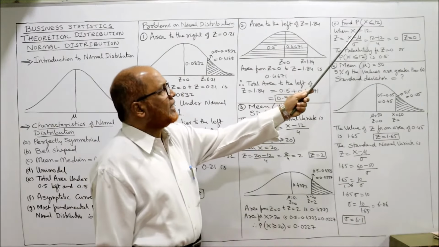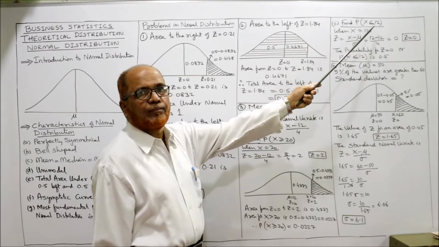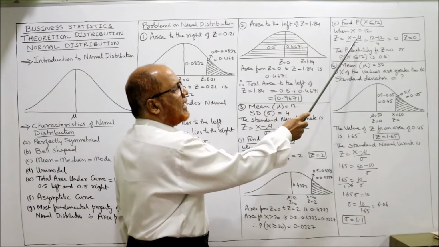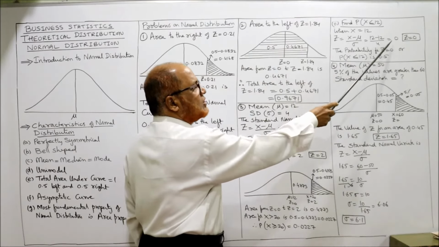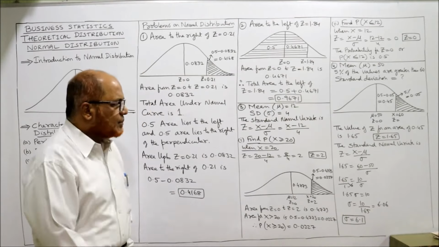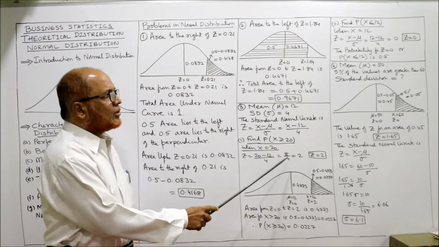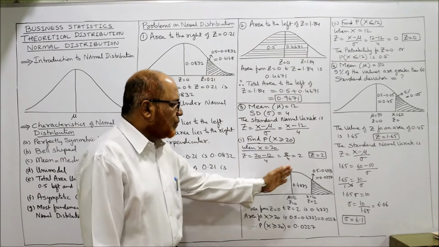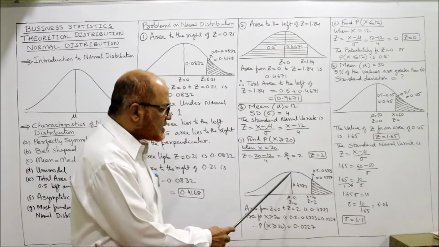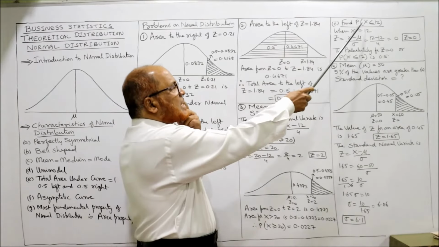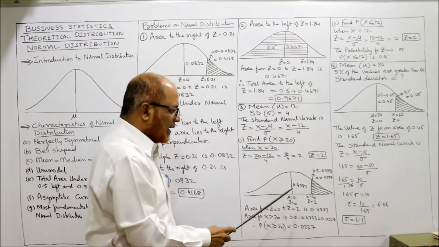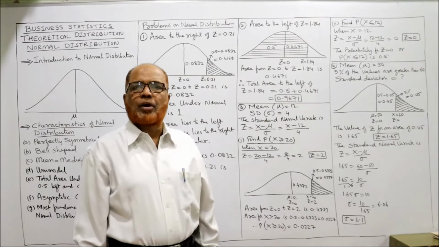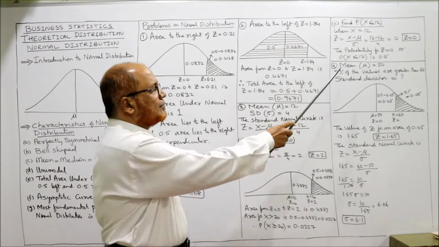Second question: find the probability when x is less than or equal to 12. x is less than or equal to 12. When x is equal to 12, z is equal to (x minus mu) by sigma. 12 minus 12 is 0. So z is equal to 0. When z is equal to 0, what is the probability here? 0.5. 0.5 on the left side, 0.5 on the right side. So when x is equal to 12, if the value of x is less than or equal to 12, then it is exactly 12. So at 12 it will be 50-50. The probability is 0.5. That's it.